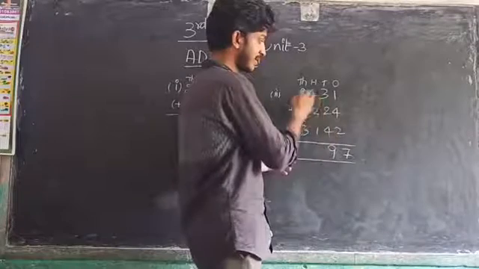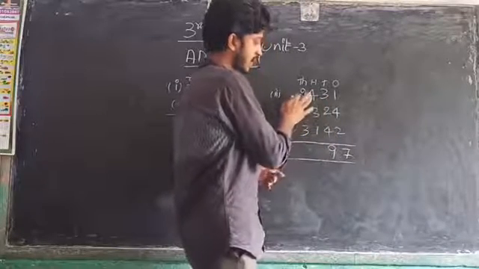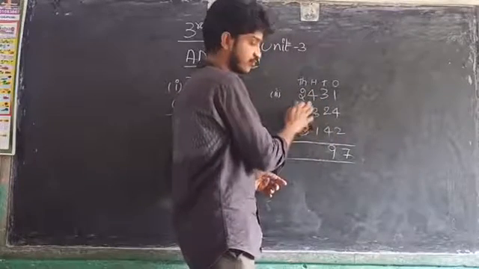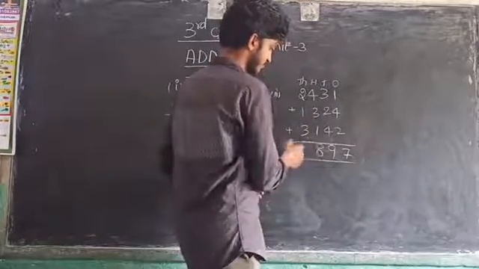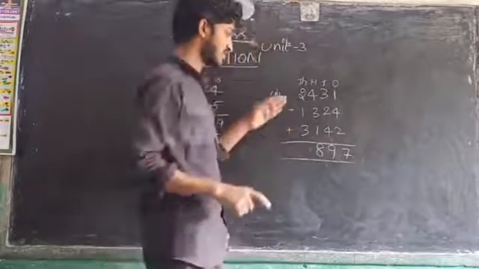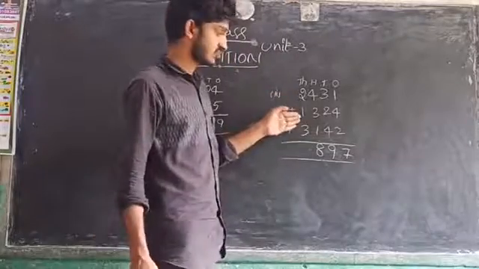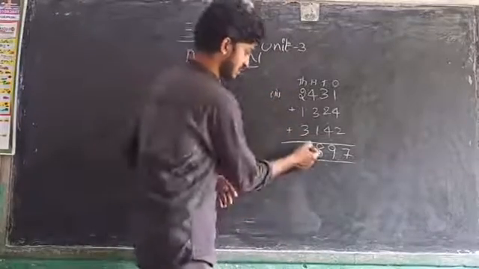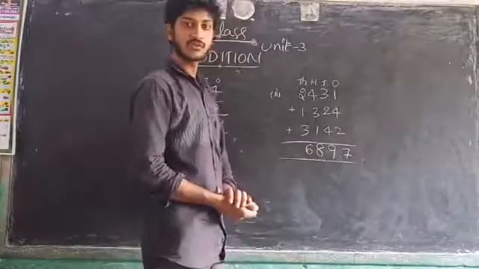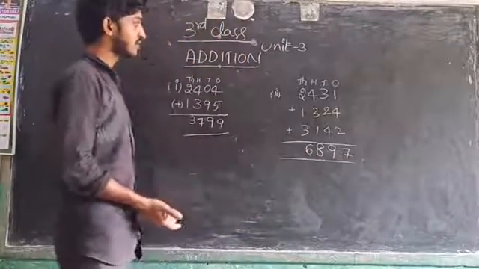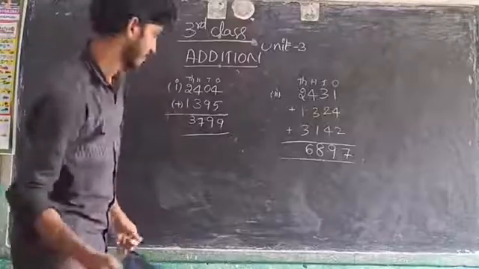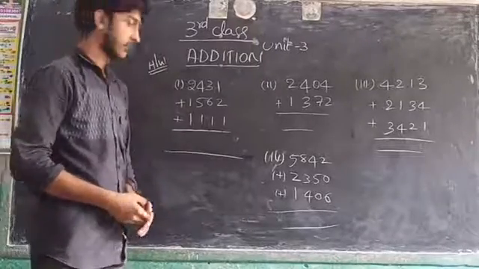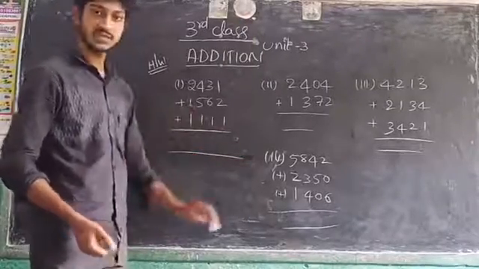Tens place is completed. Now come to the hundreds place. We have 4, 3, 1. So 4 plus 3 is equal to 7. 7 plus 1 is equal to 8. Okay, now the thousands place. Like that, we have to solve the problems. Now I will give you some homework problems. Okay, children, do these 4 additions as homework.